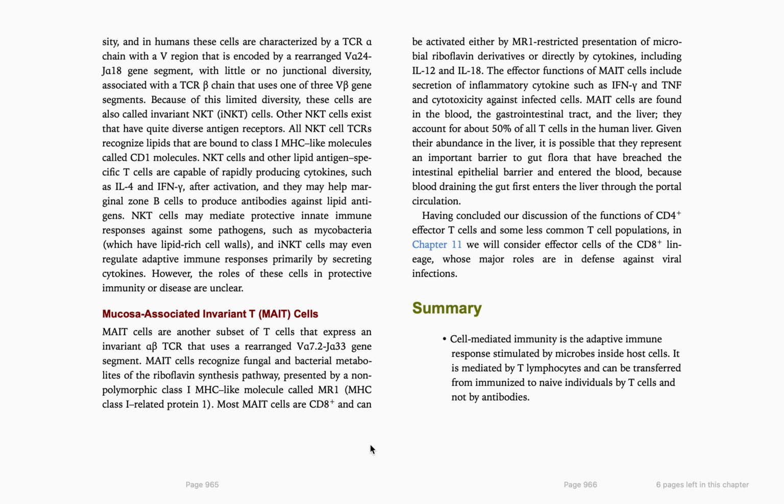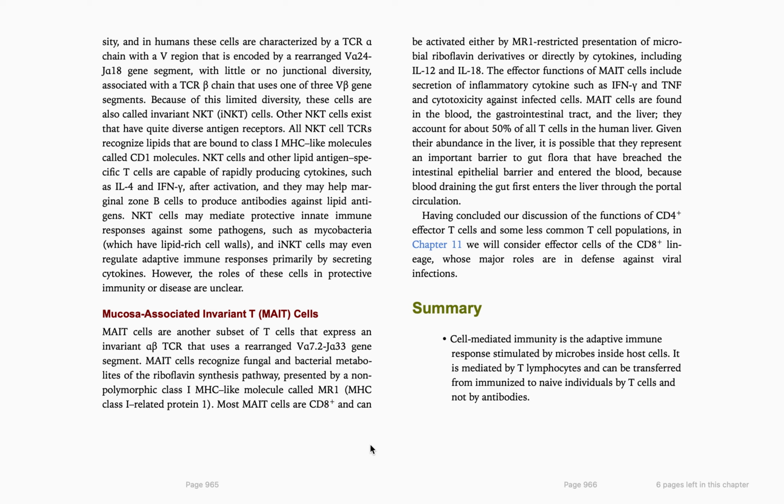The mucosa-associated invariant T cell, the MAIT cell. MAIT cells are another subset of T cell that expresses an invariant alpha-beta T cell receptor that uses a rearrangement of the V alpha 7.2 J alpha 33 gene segment. MAIT cells recognize fungal and bacterial metabolites of the riboflavin synthesis pathway presented by a non-polymorphic class 1 MHC-like molecule called MR1, MHC class 1 related protein 1.